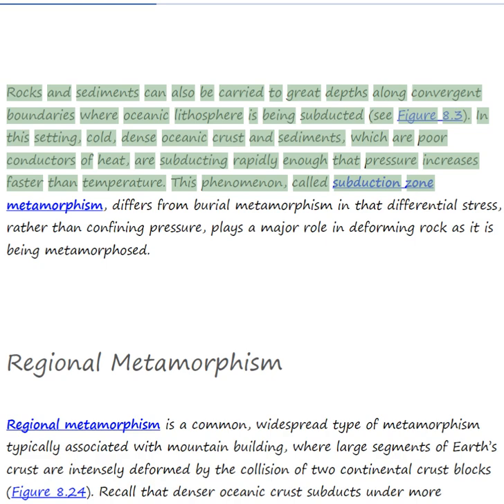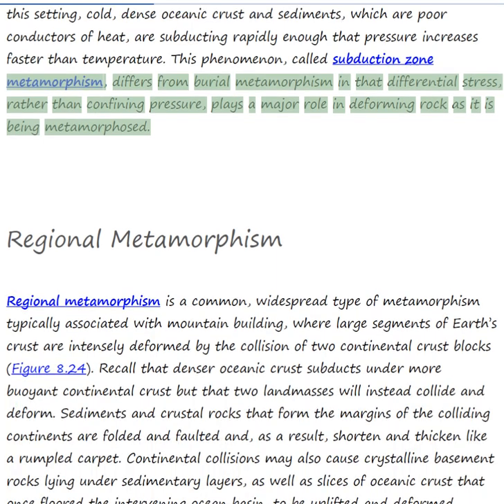Rocks and sediments can also be carried to great depths along convergent boundaries where oceanic lithosphere is being subducted. In this setting, cold, dense oceanic crust and sediments, which are poor conductors of heat, are subducting rapidly enough that pressure increases faster than temperature. This phenomenon, called subduction zone metamorphism, differs from burial metamorphism in that differential stress, rather than confining pressure, plays a major role in deforming rock as it is being metamorphosed.